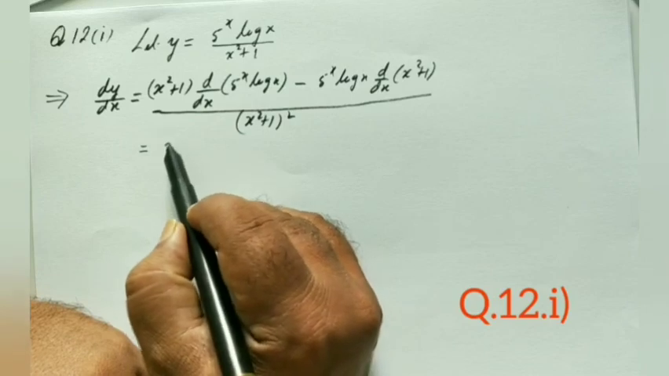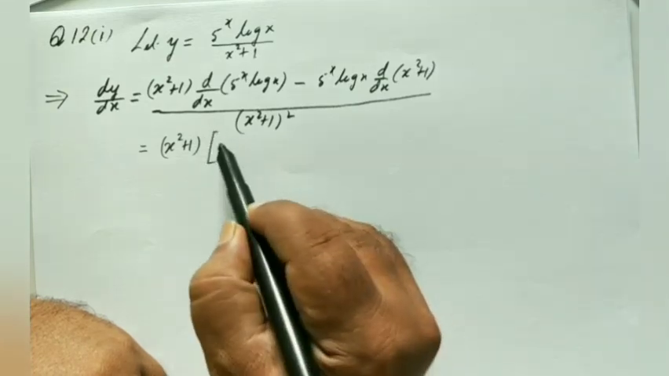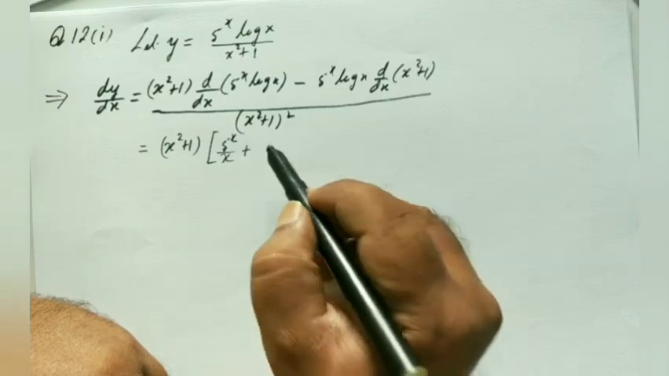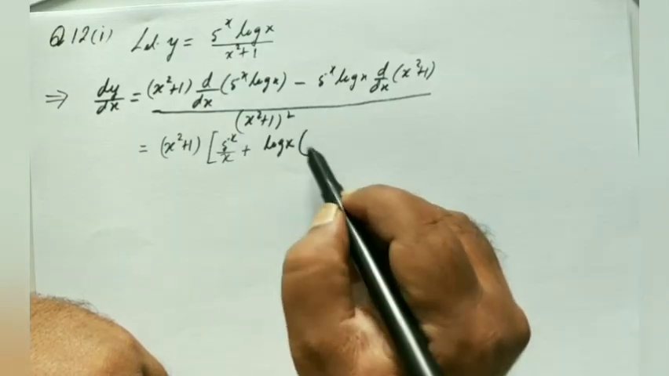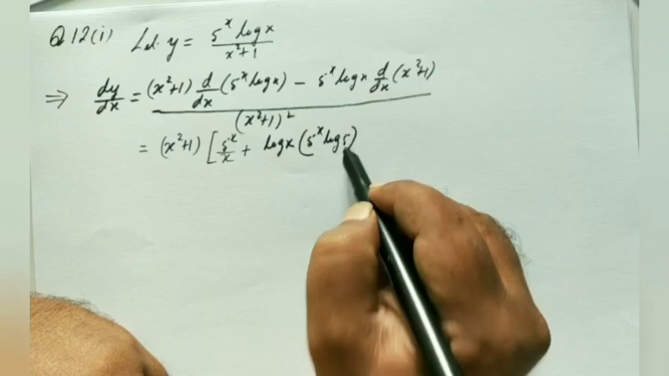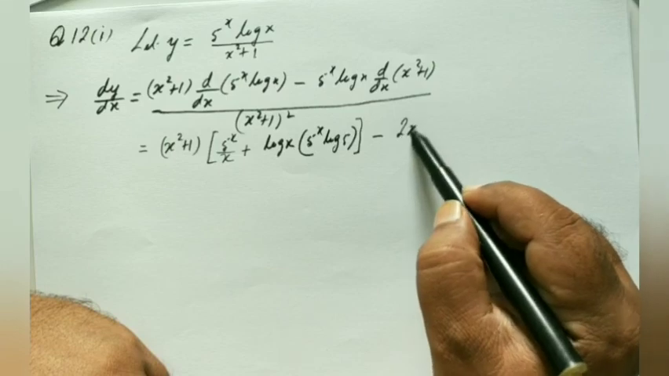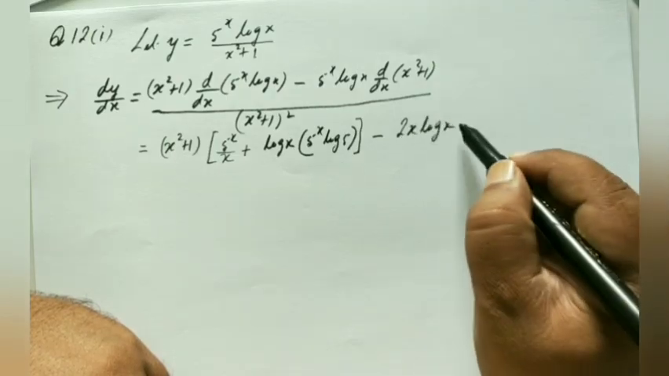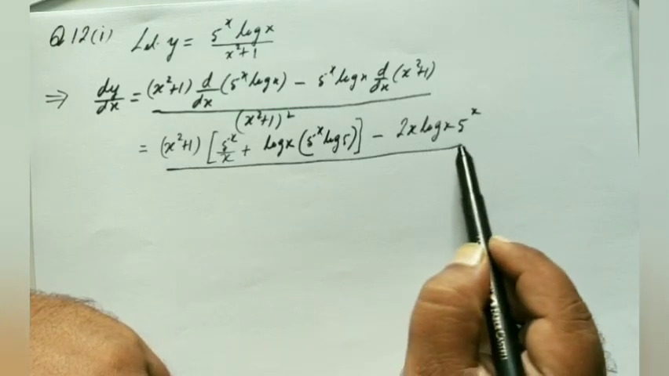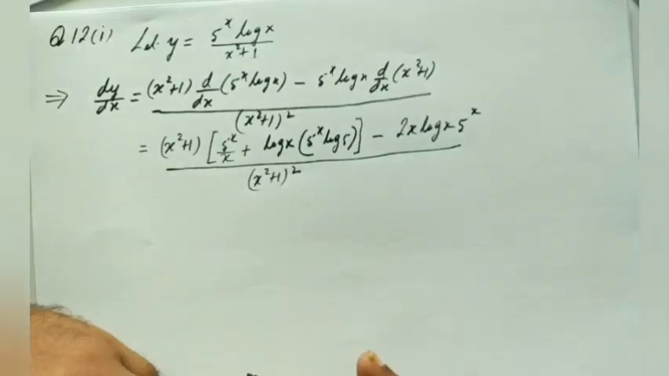Further, if I simplify, chain rule here, this is 5 to the power x, differentiation of log x is 1 by x, plus log x, and differentiation of 5 to the power x is 5 to the power x log 5. And here 2x into 5 to the power x, whole by whole square.